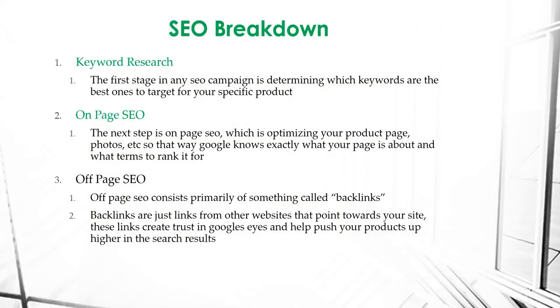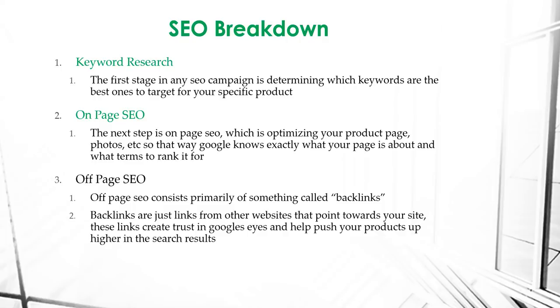So SEO can essentially be broken down into three parts. The first stage is keyword research. In this stage of SEO, you're essentially just determining which keywords are the best ones to target for your specific product. You can look at how much a specific keyword is being searched every month, and then you can also see how competitive that keyword is, and then you can determine which ones you want to optimize your products for. And I'm going to show you exactly how to do that in a second, and I'm going to show you a tool that I use that helps me with that as well.